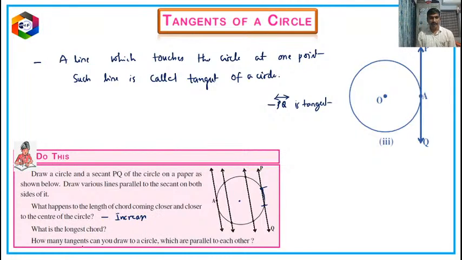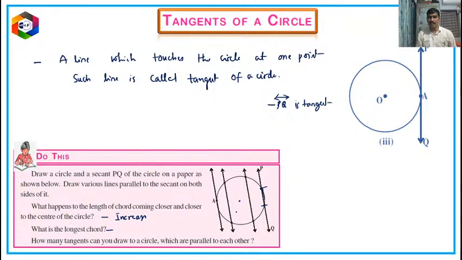Next one, what is the longest chord here? If we observe, the longest chord is the line which is passing through the center of the circle. Yes, you are absolutely correct. So what is the longest chord?